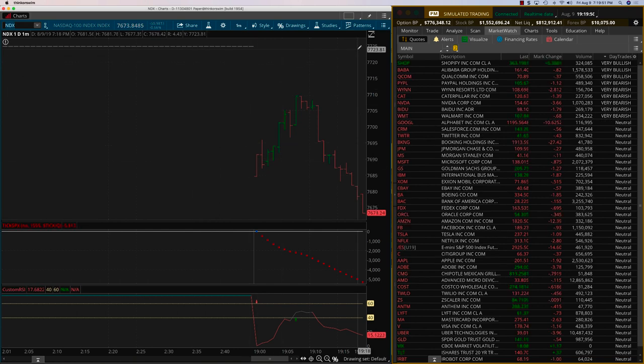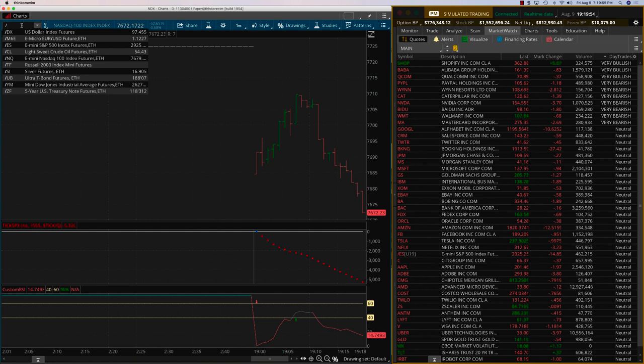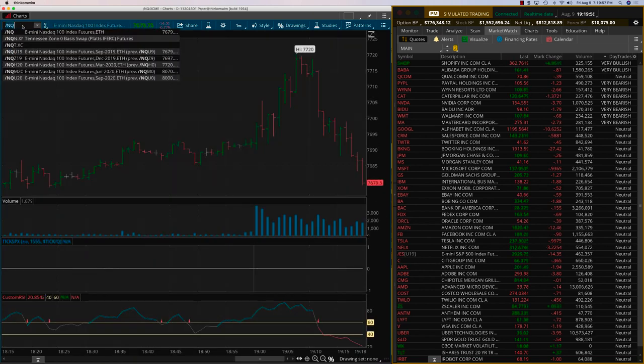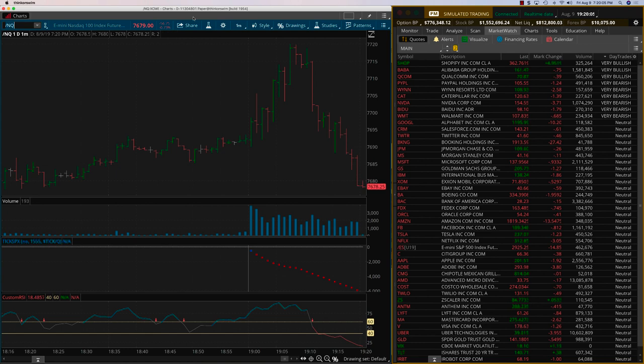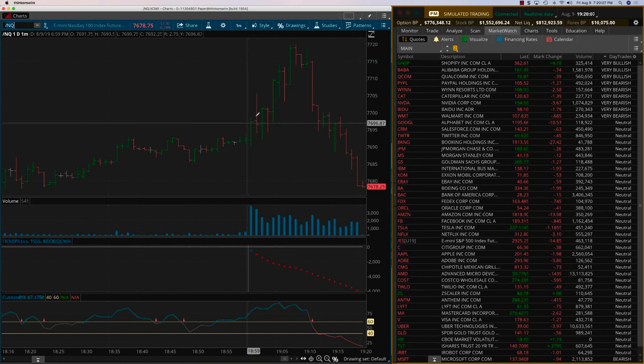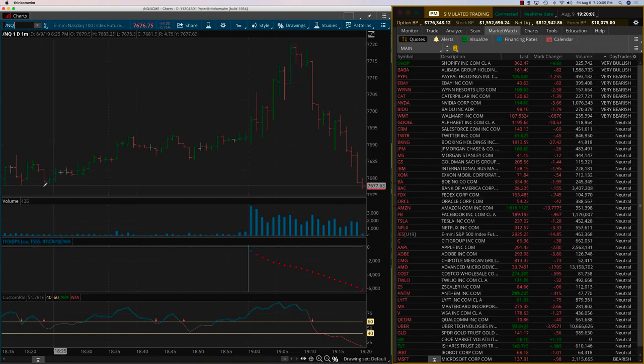Okay, and if you want the NASDAQ futures, you would do NQ. So this is the NASDAQ futures. And we'll let the tick data come in. And so once again, you can see there's a rush in here because coming in from the pre-market, there was a bullish tone.